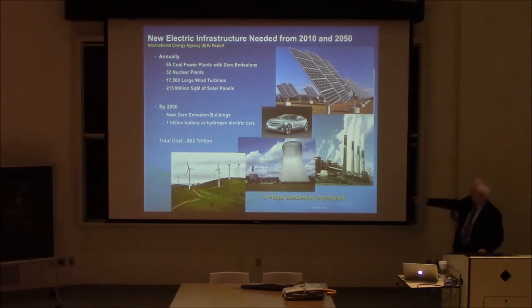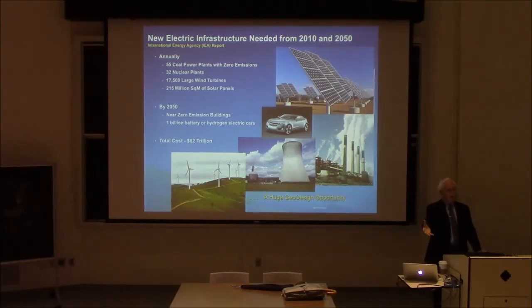As I say at the bottom here, this is a huge geodesign opportunity because it's going to change the way we think. Electric cars: they estimated there'll be 1 billion battery or hydrogen cars by 2050. And they'll be parked in the basement, both being charged and being discharged. Cars are only driven about 2% of the time. The rest of the time they sit in the driveway or a parking spot.